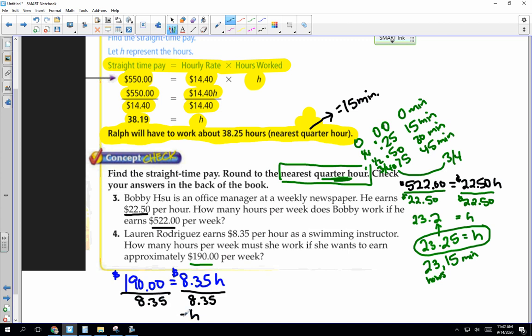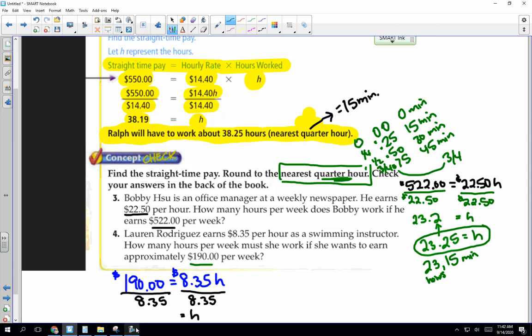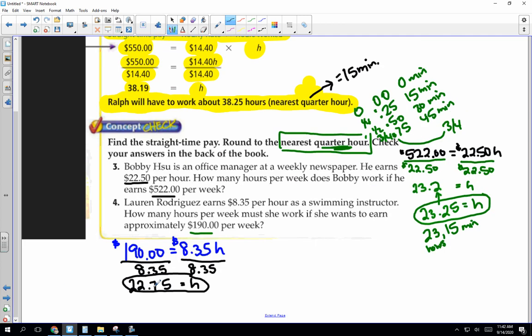And we say the number of hours is 190 divided by 8.35 equals 22.75. So it's going to be 22 hours and 45 minutes. Okay, this is a little bit more difficult. But all you're doing is division and then rounding to the nearest 0.25, 0.5, 0.75, or 0.